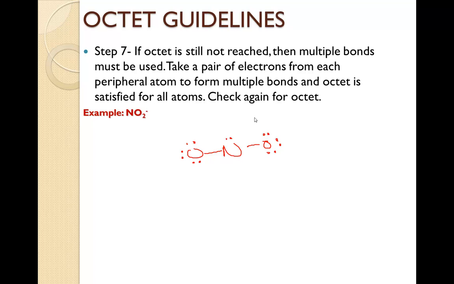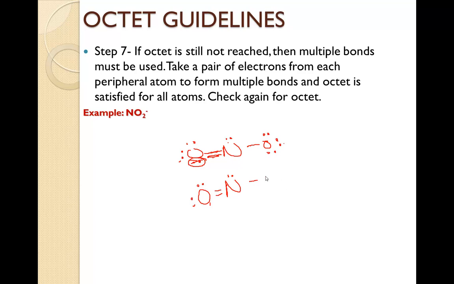Alright, so we're going to take one of these lone pairs and make a double bond out of it. Now our octet is reached on the nitrogen. 2, 4, 6, 8. Let's check for the octet for all of them. Each one of these is worth 2, so that's 6, 8. 2, 4, 6, 8.